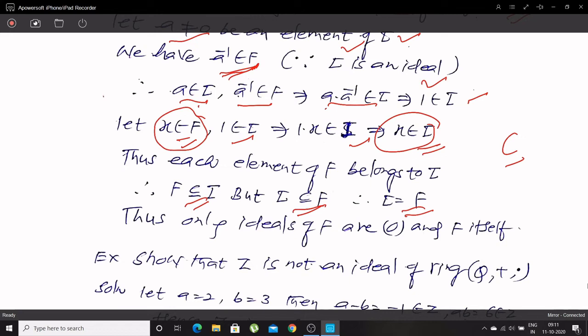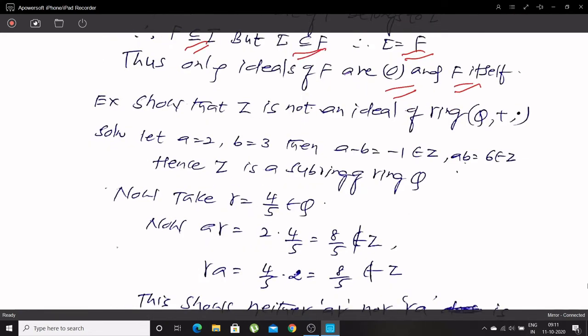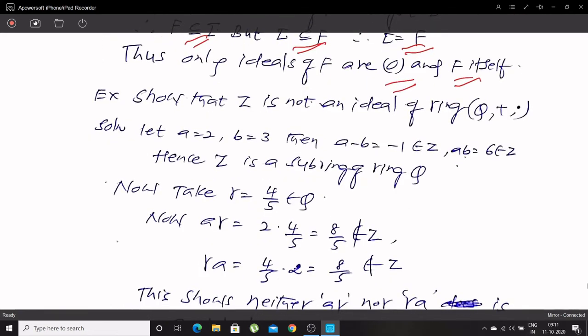That means no proper ideals, or in other words, the only ideals of F are the set containing the additive identity and F itself. One example: show that the set of integers, denoted by Z, is not an ideal over the ring Q. Here the ring Q is the set of rational numbers.